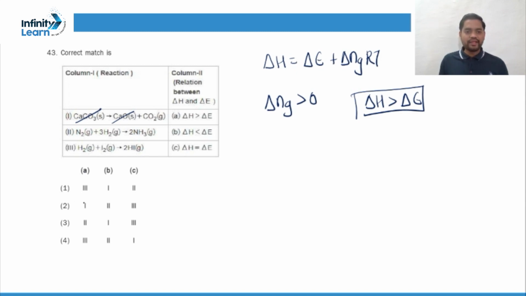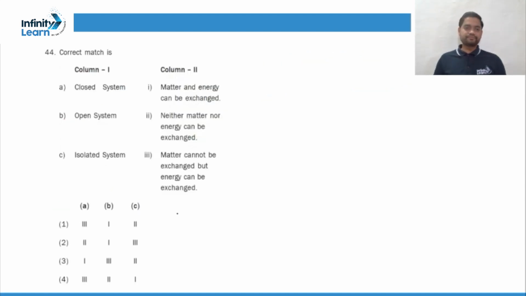And the only option where A is 1 is option number 2. So that will be the right answer. Okay. Then closed system, matter and energy can be exchanged is open system. So B is 1. We have two options. Neither matter nor energy can be exchanged. C is 2. Option number 1 is the right answer.